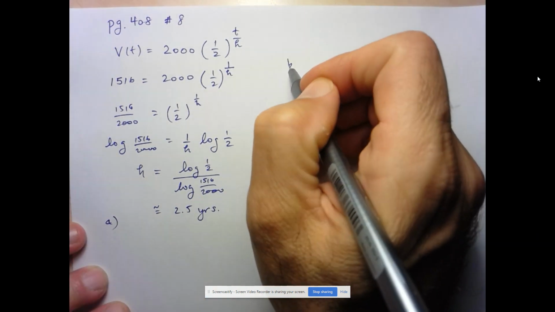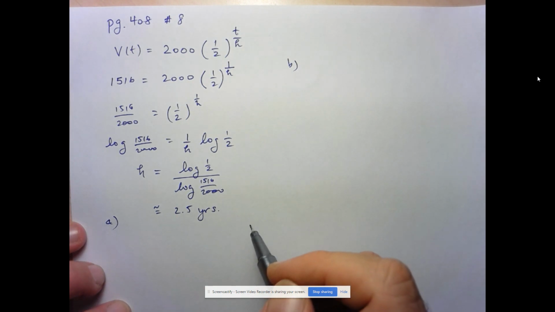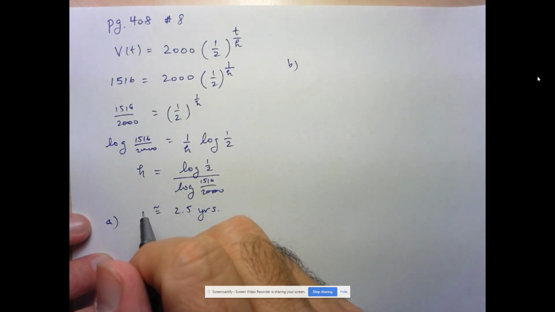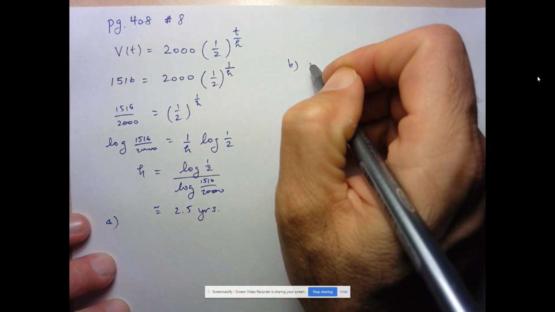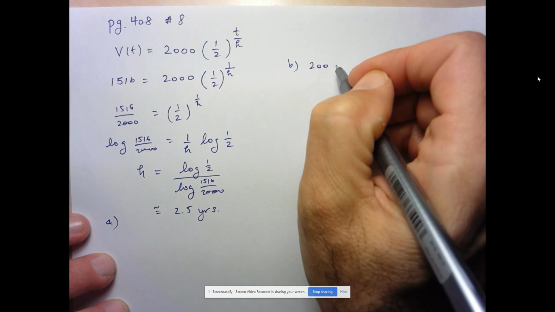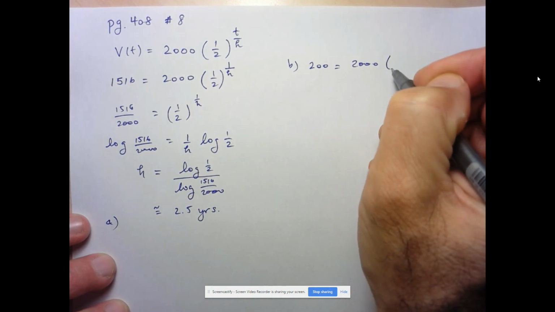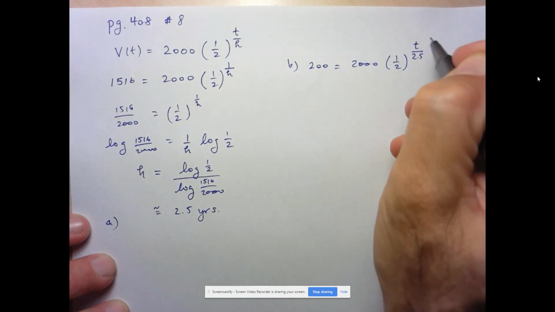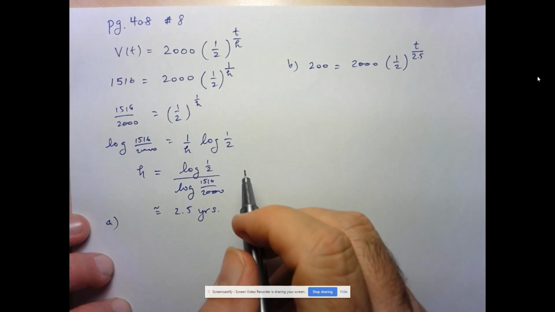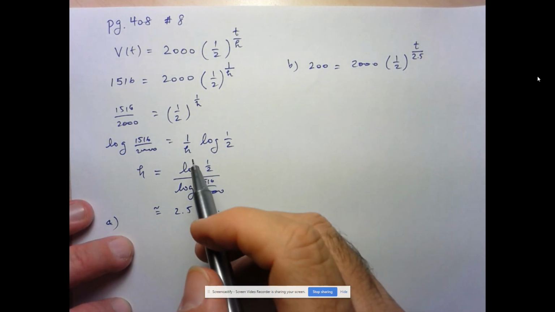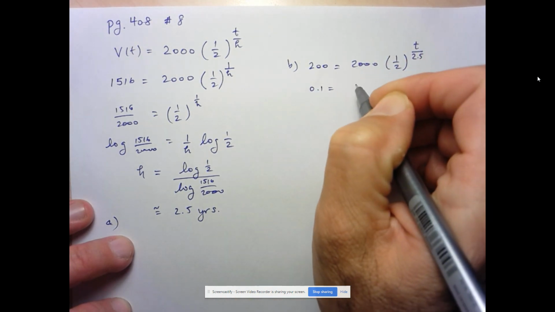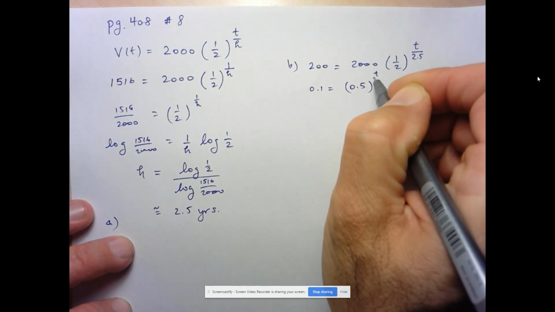If we take a look at B up here, it says how long will it take for the computer to be worth 10% of its purchase price? So 10% of 2,000 is just going to be $200. So my final value here now will be $200 with, of course, my 2,000. And now I know that my half-life is 2.5 years, and I want to determine how long it takes to get to 200. So yet again, I have a very similar type of equation as I had there. I'll divide this to the other side, so it's going to give me 0.1 equals 0.5 to the t over 2.5.